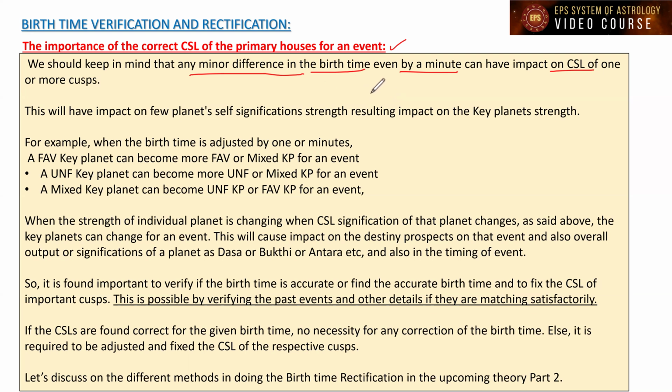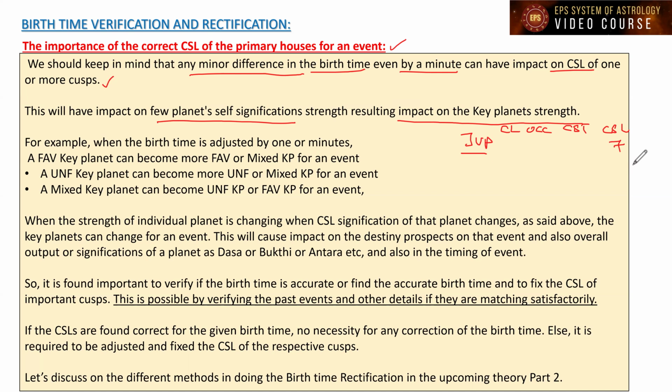So a minor difference in birth time, even by a minute, can have an impact on the cuspal sublord of one or more cusps. This will have an impact on a few planets' self-significations, as we discussed, and on their self-signification strength, resulting in an impact on the key planet strength. For example, take Jupiter. Jupiter is cuspal lord, occupying house, cuspal star lord, and cuspal sublord for some houses.